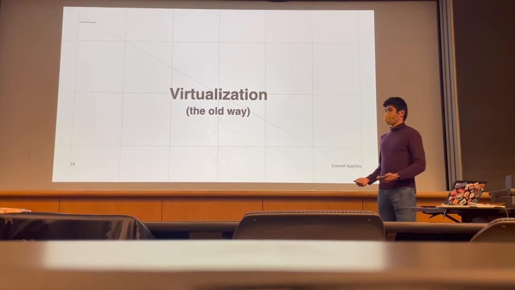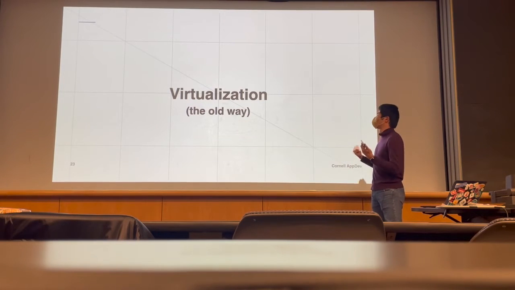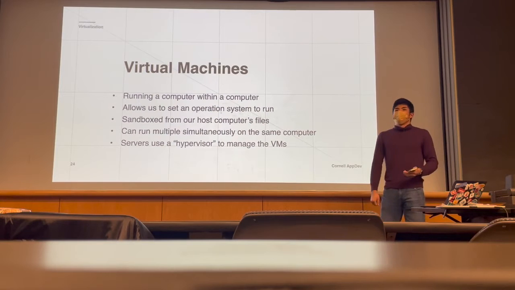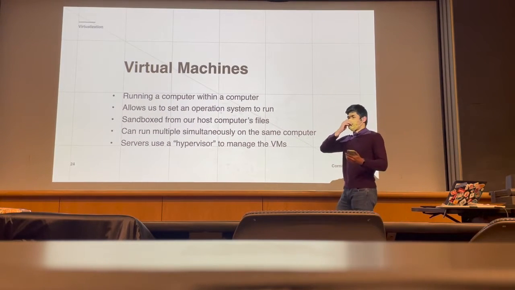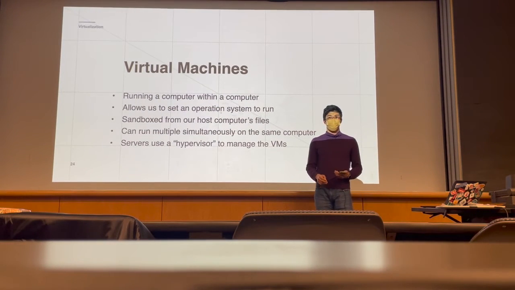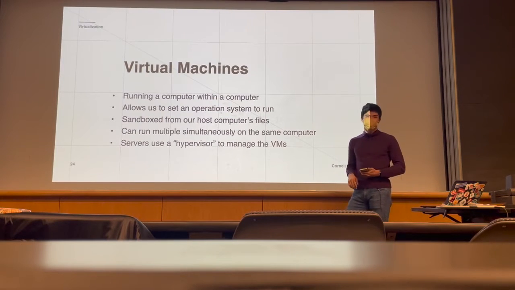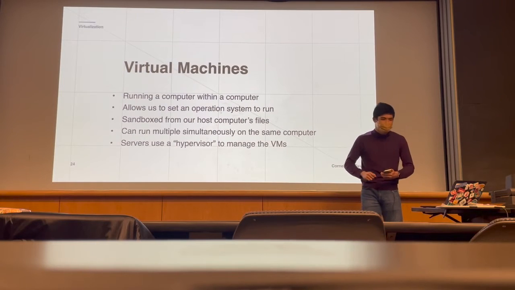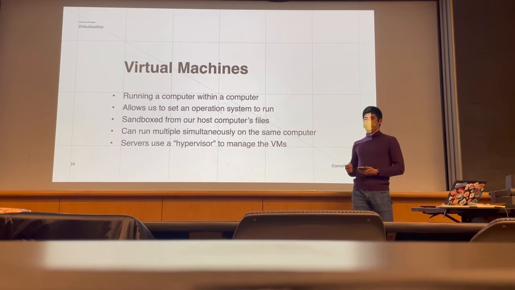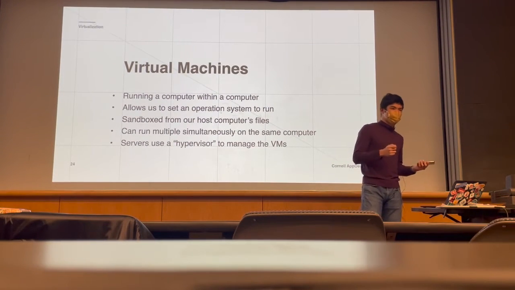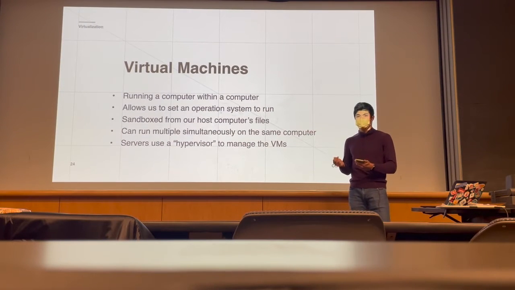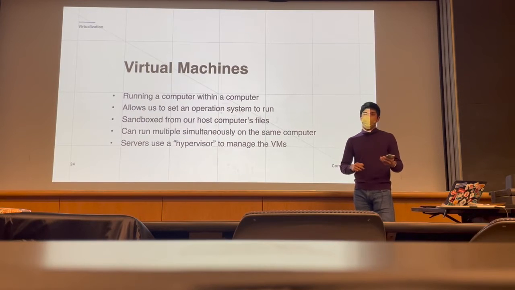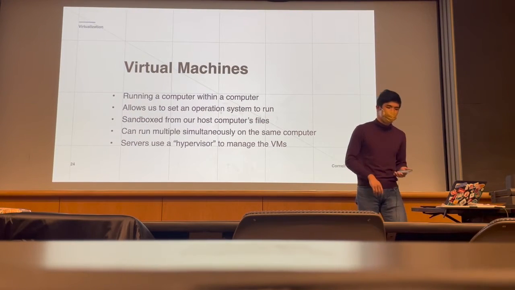So the old way we used to do it, I'll just quickly go over this, is called virtualization. So what is virtualization? Show of hands. Who has used a VM before in this class? Okay, so quite a handful of you. A VM, short for virtual machine, is essentially running another computer within your computer. So on Macs, you can actually run this thing called Boot Camp and run a Windows operating system on it. It's very similar in that you're basically running a computer within a computer.